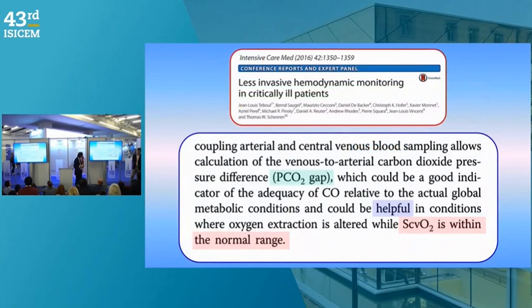PCO2 gap, which is the difference between the PvCO2, measured from a central line, and PaCO2, is less affected. It is a marker of the adequacy of cardiac output to the metabolic conditions. It could help when SCVO2 is in the normal range. This is what we said with other colleagues from the Isicem.